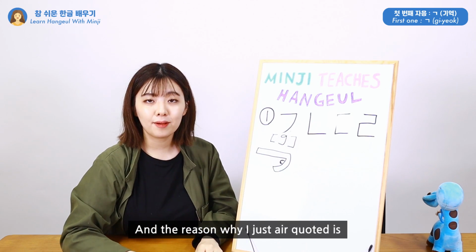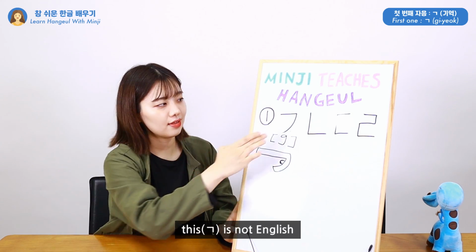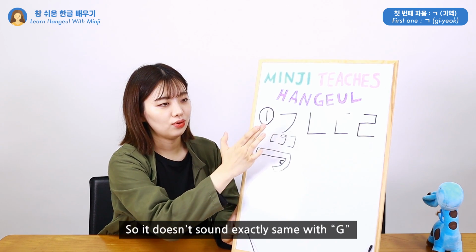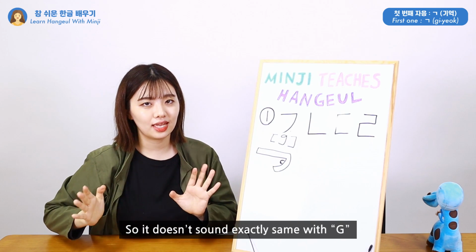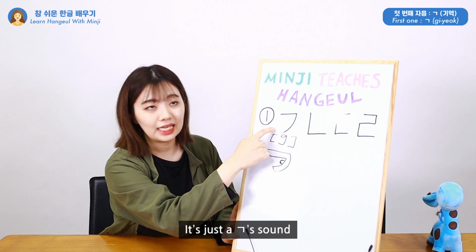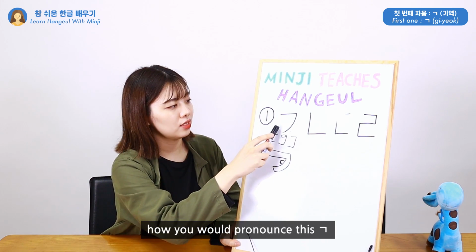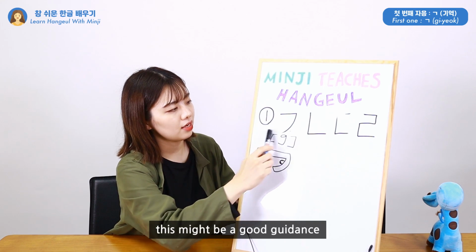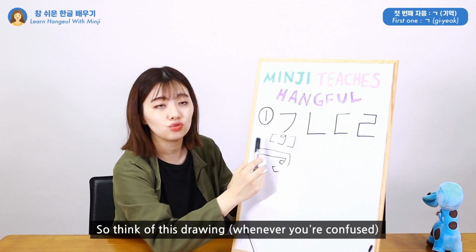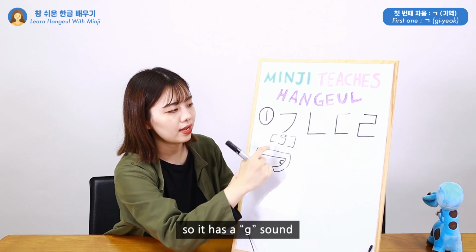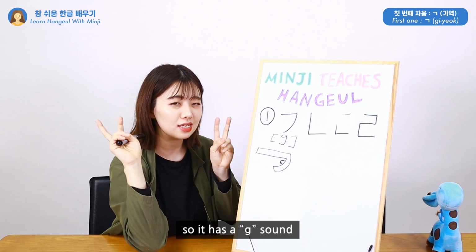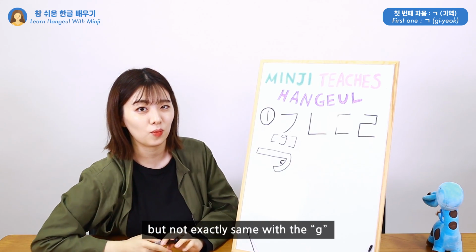And the reason why I'm air quoting is this is not English, so it doesn't sound exactly the same as G. It's just the gi-yeok sound. If you are a beginner and have no idea how to pronounce this gi-yeok, this might be a good guidance. So just think of this drawing. It looks like a gun. So it has a G sound, but not exactly the same as this G.